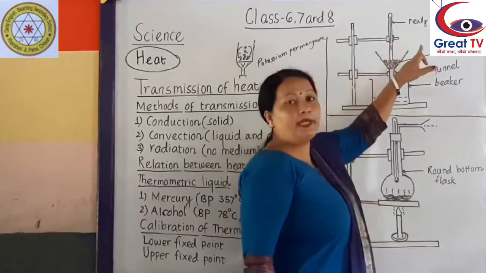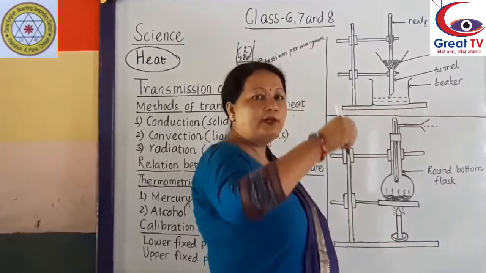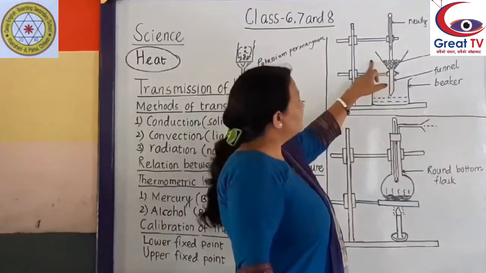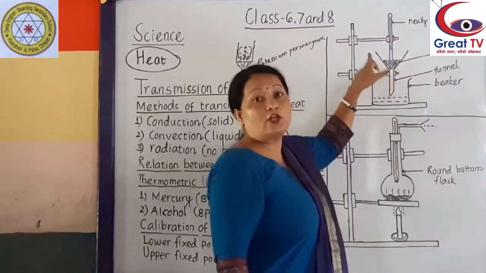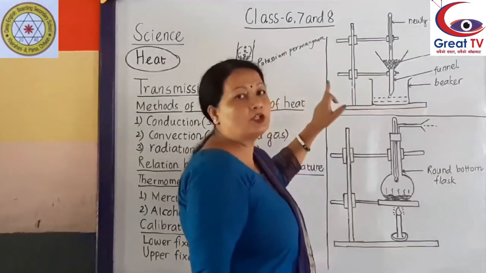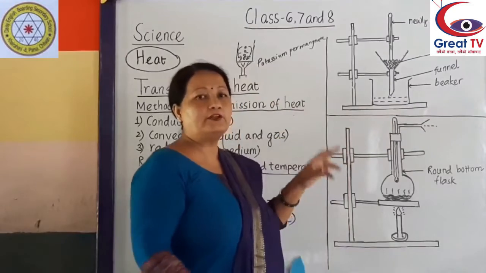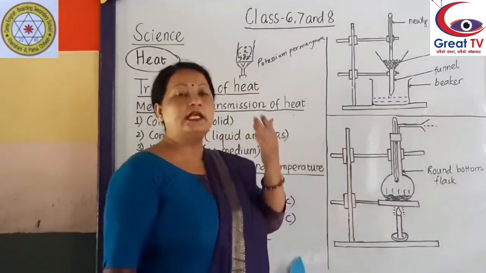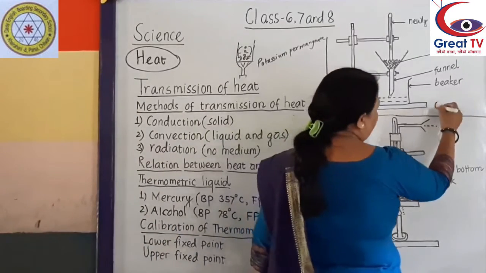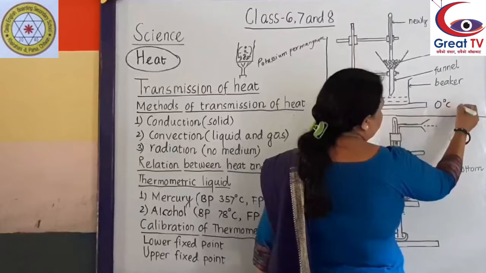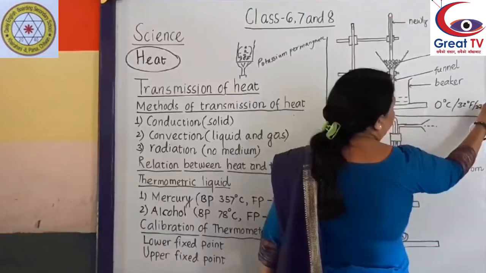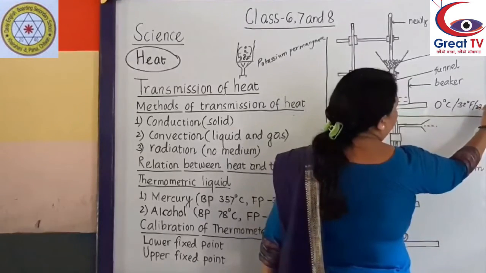Now, insert the bulb of the newly made thermometer inside the ice cubes. Leave the apparatus till the temperature of the thermometer remains constant. Mark the point. This is called the lower fixed point. The point at which pure ice melts at atmospheric pressure is called the lower fixed point. That is, the value of the lower fixed point is 0 degrees Celsius, 32 degrees Fahrenheit, or 273 Kelvin.